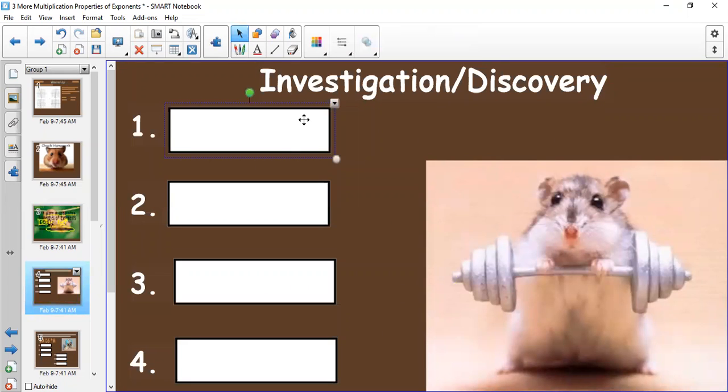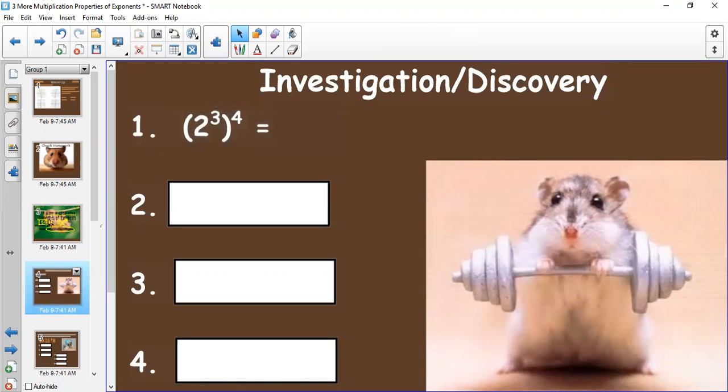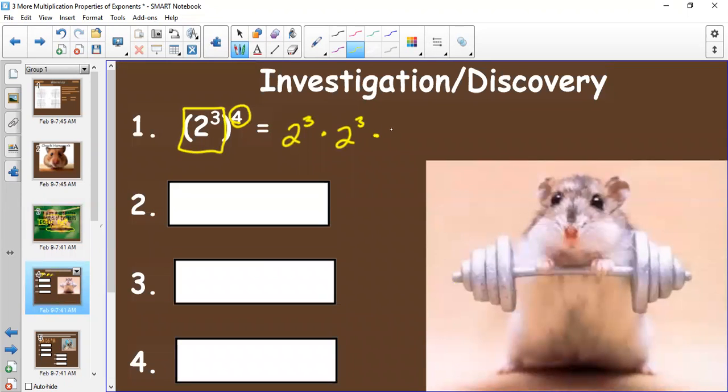Okay, so we did a quick investigation. It didn't take long for them to figure out the rule, but if I break this up, this is 2 to the third, and I have 4 of them. So if I expanded that, there's 1, there's 2, there's 3, and there's 4. Okay, so I just changed it from a power problem to now a multiplication problem. And if you remember from Friday, I keep the base the same, so keep the 2, and I add my exponents. So 3 plus 3 plus 3 plus 3 would give us 12.